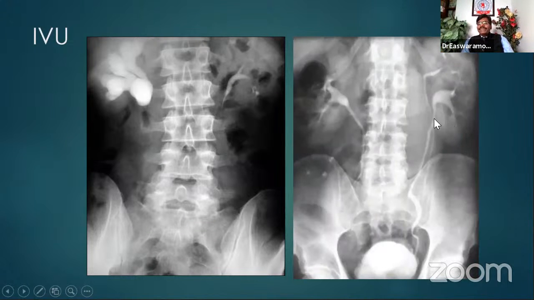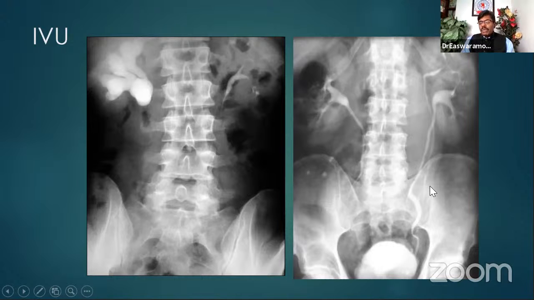Here is a duplex system. Sometimes you can have not a single ureter but two ureters. See, upper moiety, lower moiety. The upper pole of the kidney has a ureter on its own. The upper moiety usually drains into the lower part of the bladder. The lower moiety goes into the upper part of the bladder. That is one of the rules. You should realize that also.